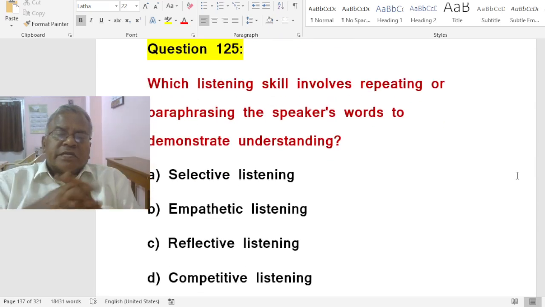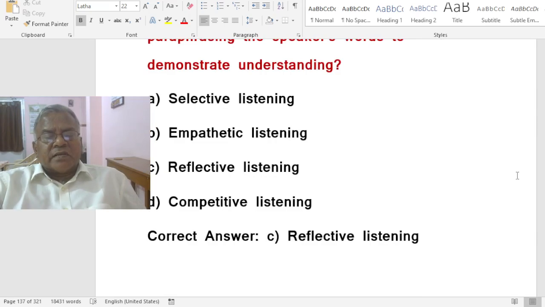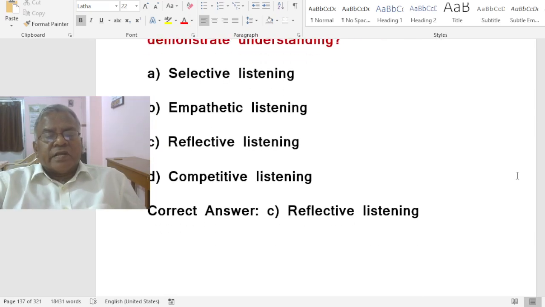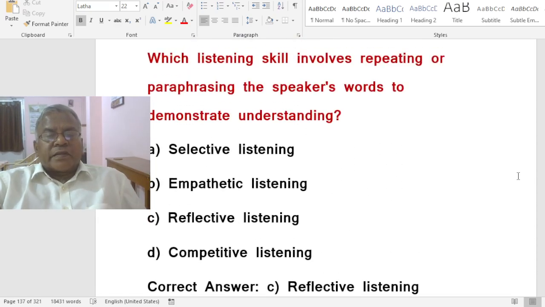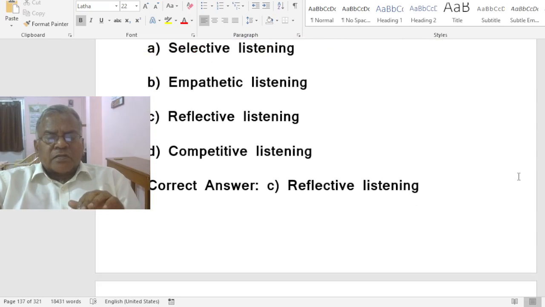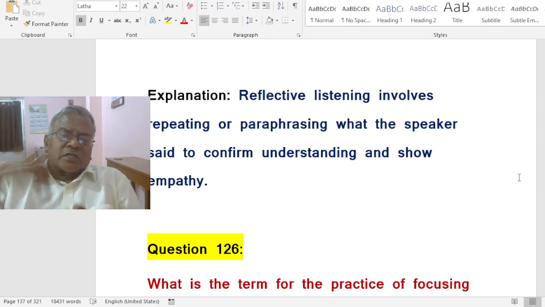Which listening skill involves repeating or paraphrasing the speaker's words to demonstrate understanding? A. Selective listening. B. Empathetic listening. C. Reflective listening. D. Competitive listening. That is reflective listening. Yes. So reflective listening involves repeating or paraphrasing what the speaker said to confirm understanding and show empathy.